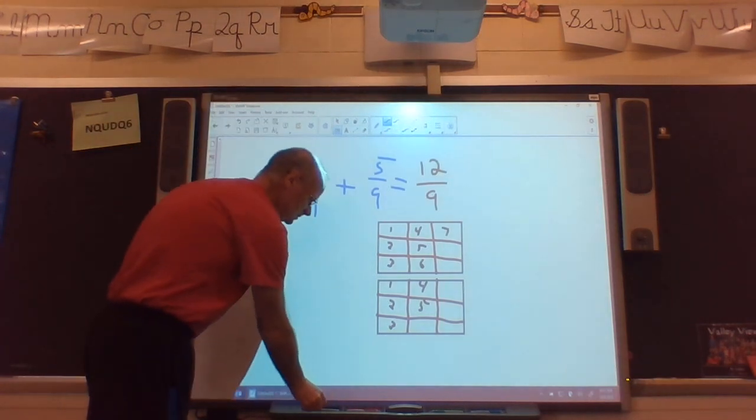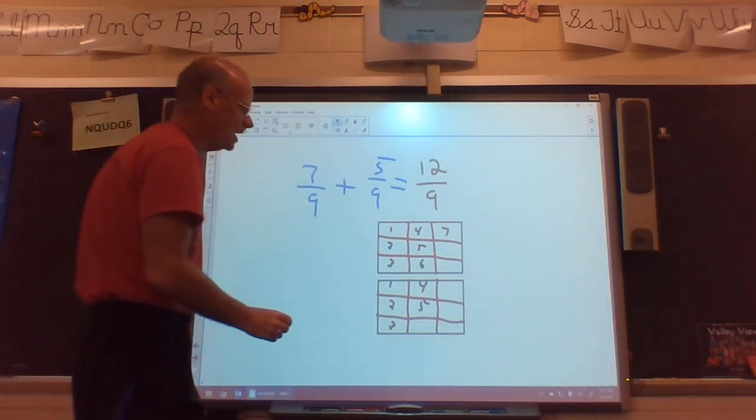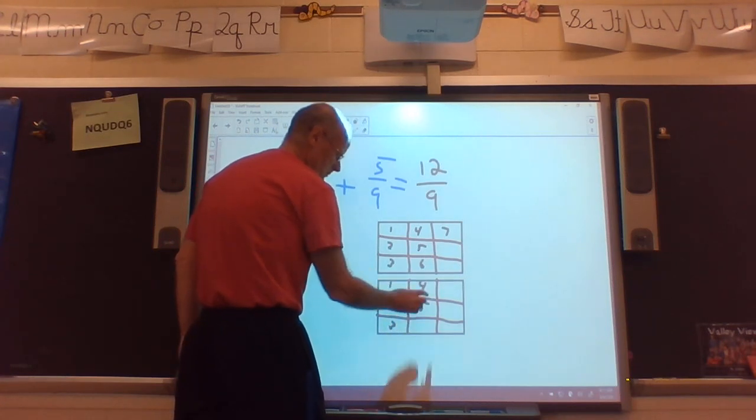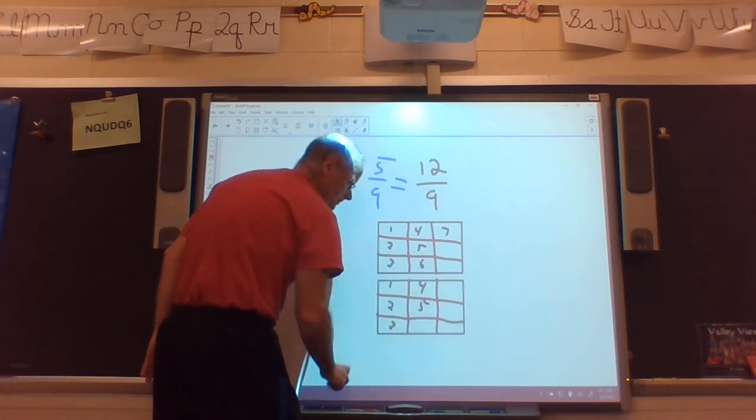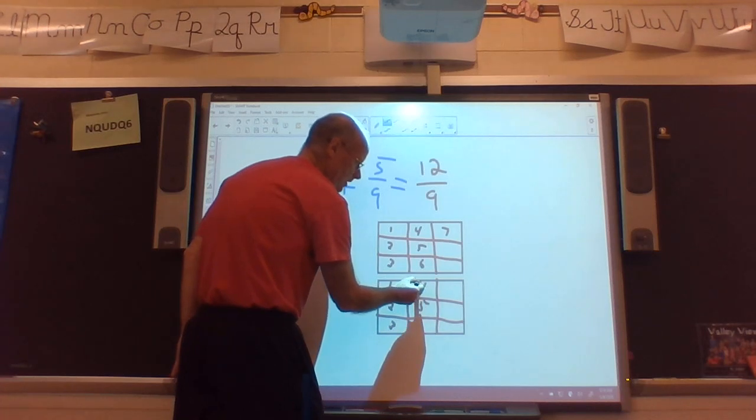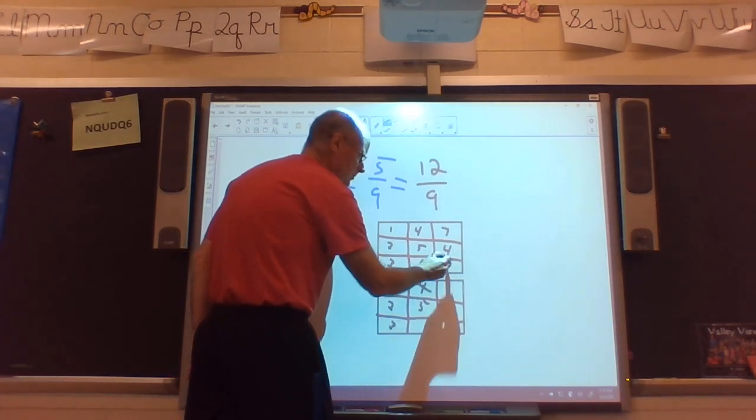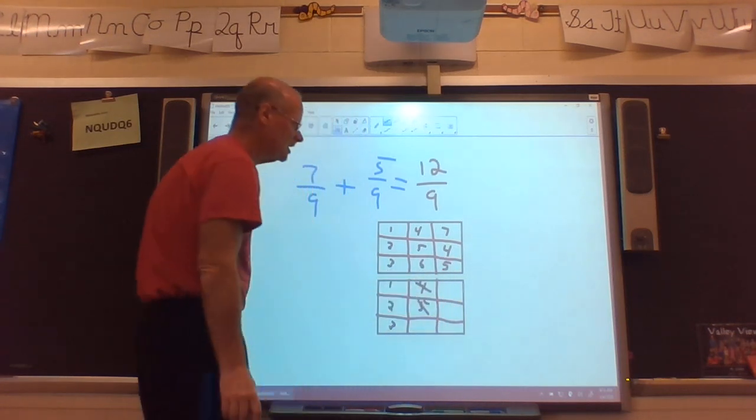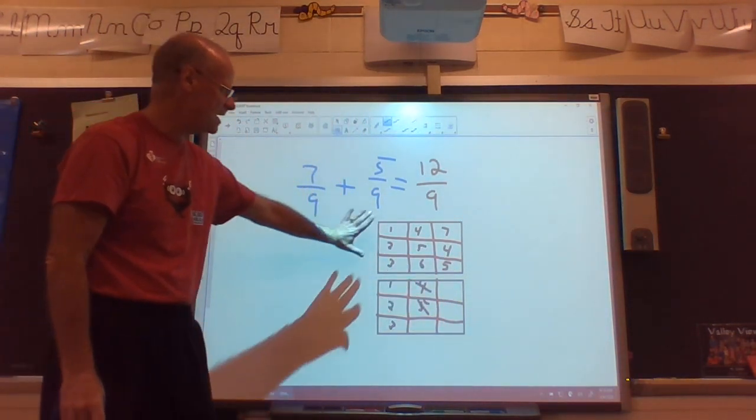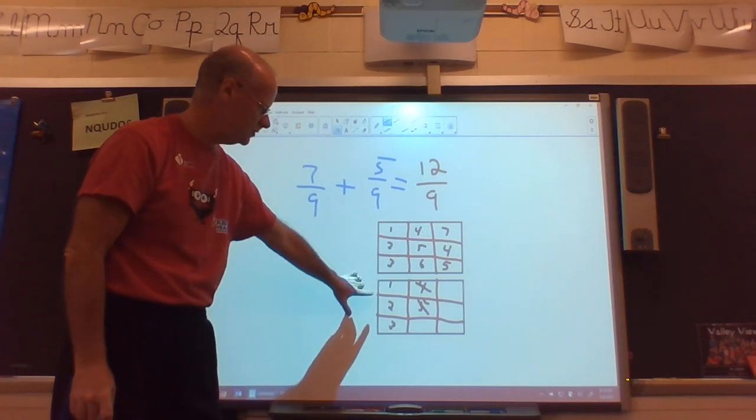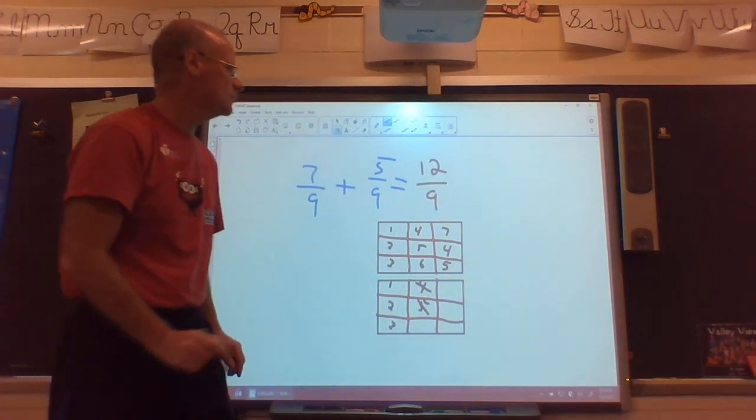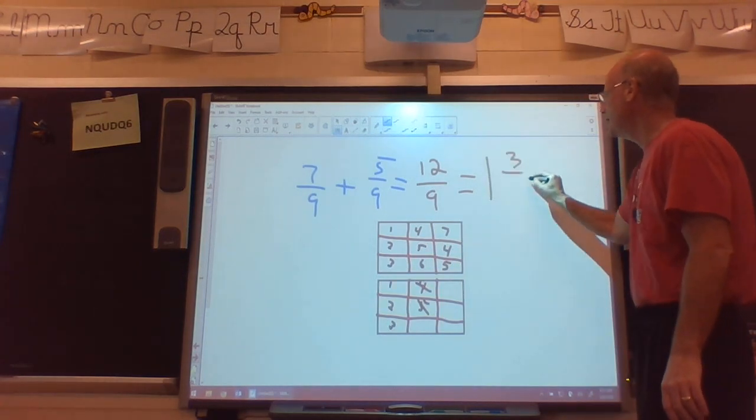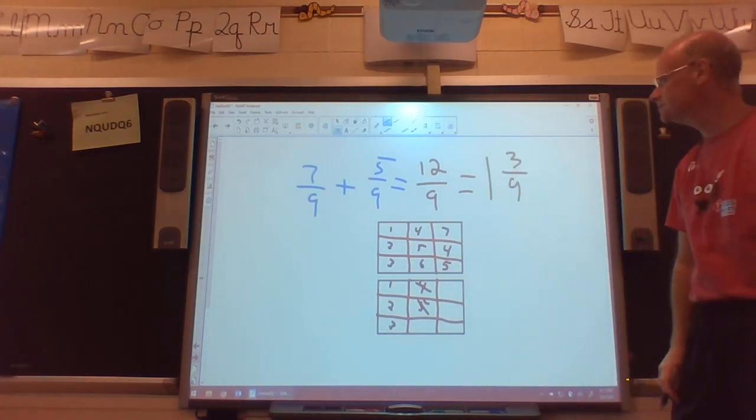Now, let's see if this works for me. I could take this ninth. Is that going to move? Nope. I'm going to take this 4 and move it up here. I'm going to take this 5 and move it up here. And now, if you look, I have 1 whole and 3 ninths left over. So 12 ninths is equal to 1 whole and 3 ninths.